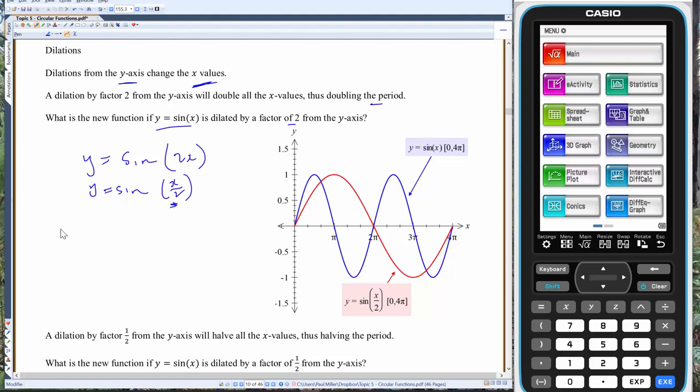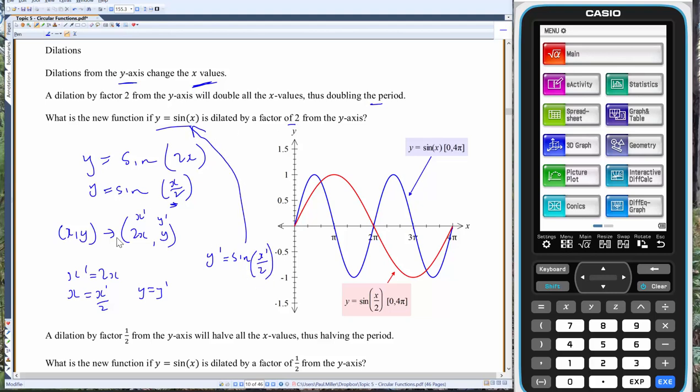Now, I'm going to do this via mapping just this once, just to show you how it works. So what we want to do is dilations from the y-axis change the x values, and we want to dilate it by a factor of 2. So I'm going to go 2x comma y. Remember, that's x dash and that's y dash. X dash equals 2x, x equals x dash on 2, and y equals y dash. All right, now what we're going to do is just do those substitutions into there. So x gets this. So our new function is y dash equals sine x dash on 2. So there you go, there's our dilation by a factor of 2 via mapping.